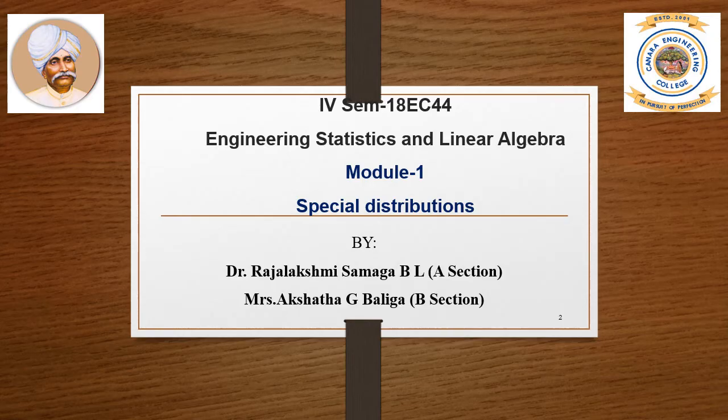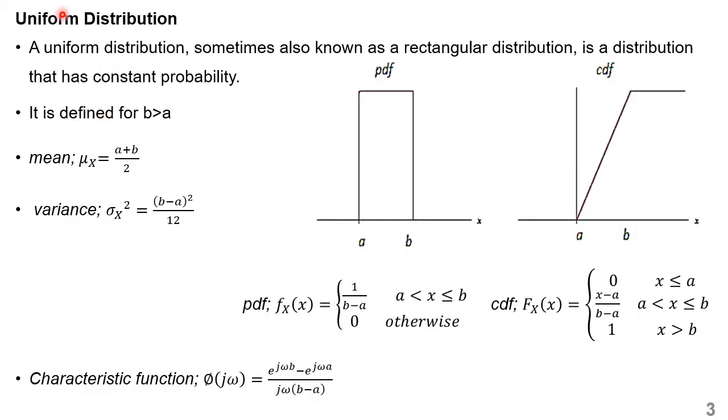Let us study some special distributions in this video. First distribution, uniform distribution. Uniform distribution, also known as rectangular distribution, is a distribution that has a constant probability.